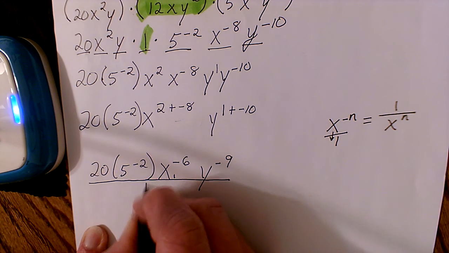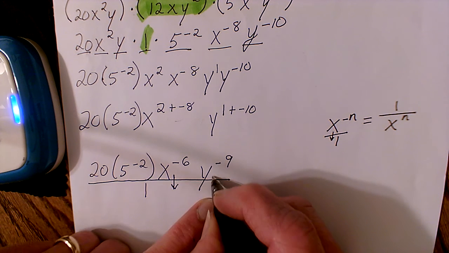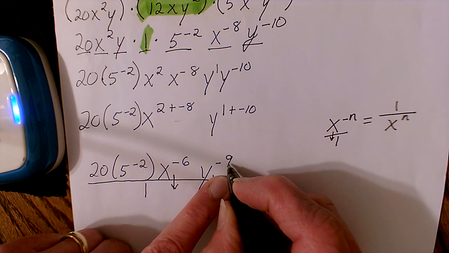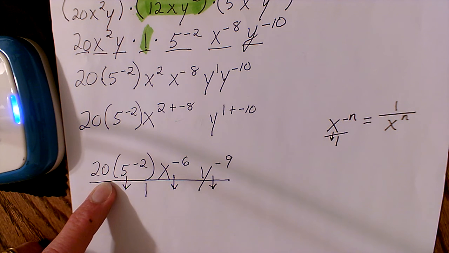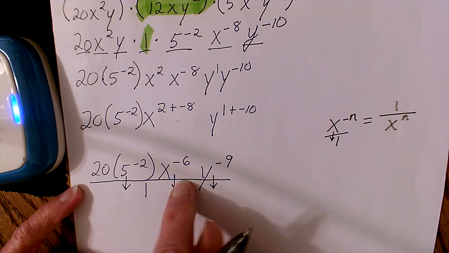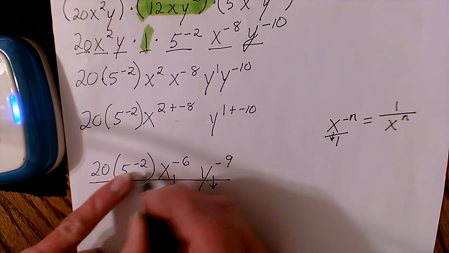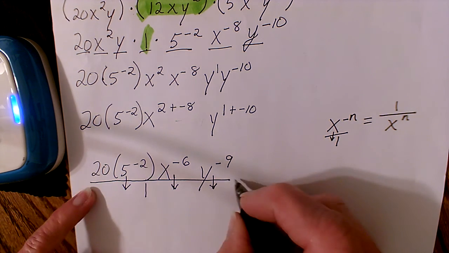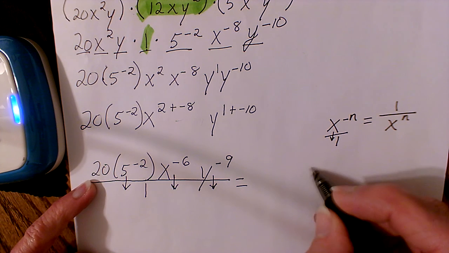First of all, we'll put a 1 down there. We need to move the x's down because they have a negative exponent. We need to move the y's down because they have a negative exponent. But this 5 also had a negative exponent, so we will move it down below the fraction bar. When it crosses the line, it changes the sign. We can think of it as crossing this line, which is technically a fraction bar, and that'll change the sign of the exponent. And now, all that's left in the numerator is the 20.